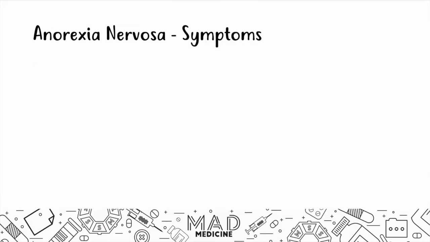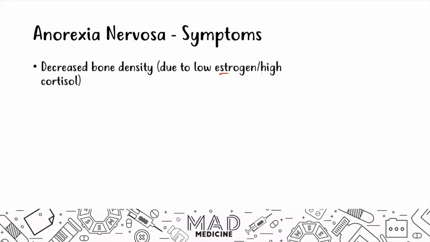The symptoms for anorexia include decreased bone density due to low estrogen and high cortisol. Because you have low fat pads around your stomach or in the abdomen, they're not going to be producing as much estrogen as they would. At the same time, because of the restriction in calories, the cortisol levels are going to be very high.